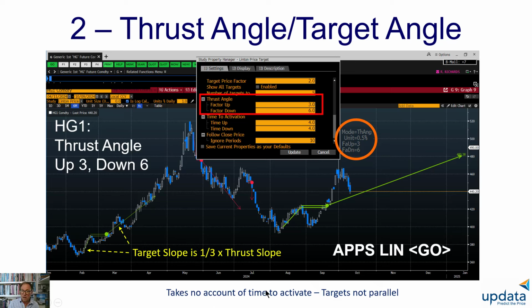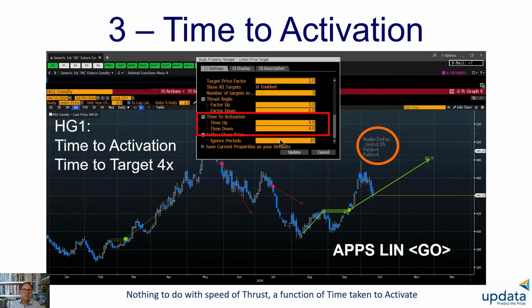So it takes no account of how long it takes to activate. The targets are not parallel, but it's another methodology, and you can vary the factor for up and down targets because down targets are often met faster than upside targets.